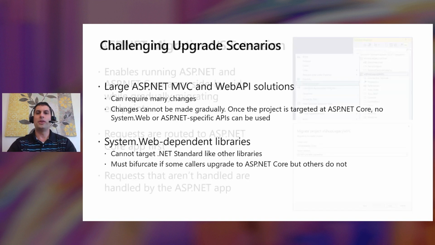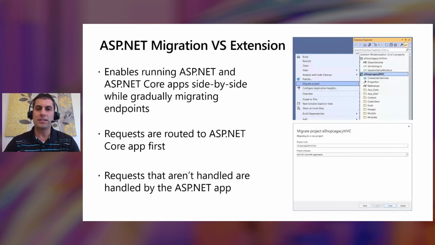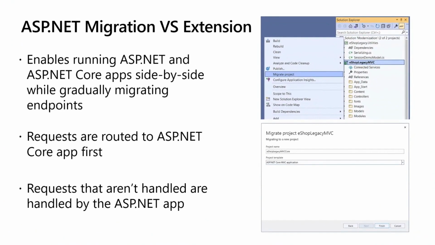So the first thing I want to show off is a new Visual Studio extension that the ASP.NET team has created that allows you to have a workflow inside of Visual Studio for migrating an ASP.NET app, which adds a new ASP.NET Core project into your solution alongside the original ASP.NET app without changing that original app.